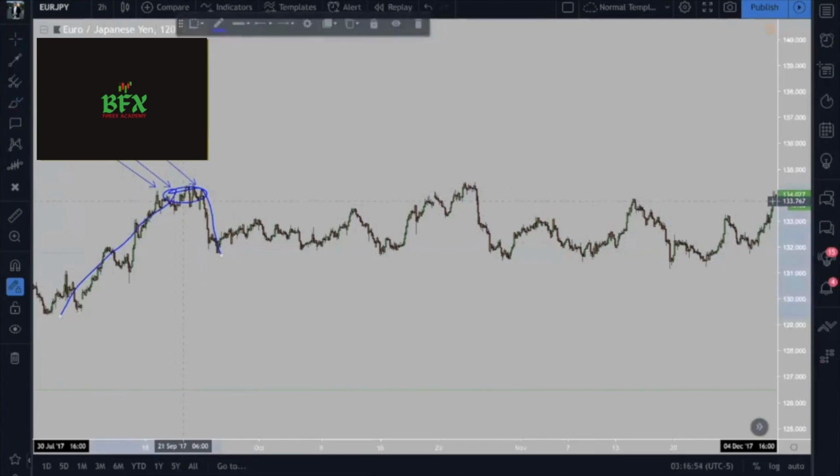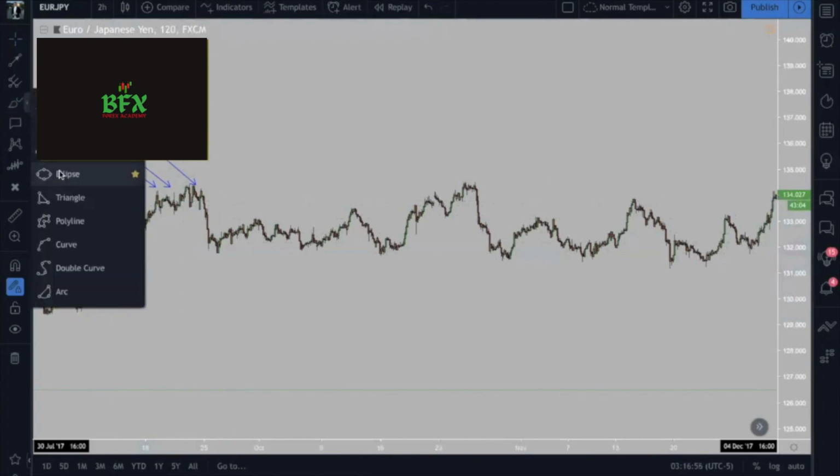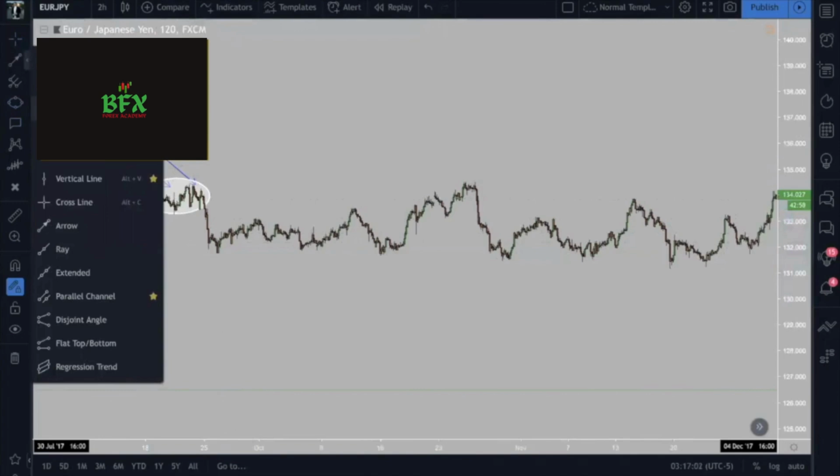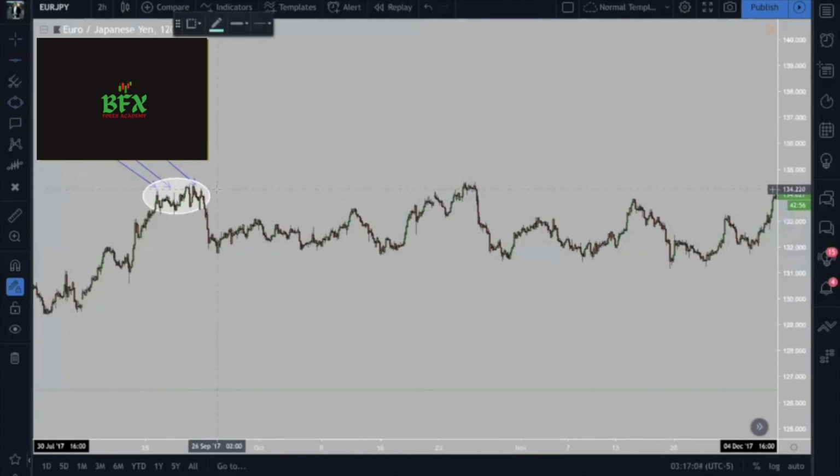So let's get rid of this. Let's circle this area here. And then let's make note of this right in here.